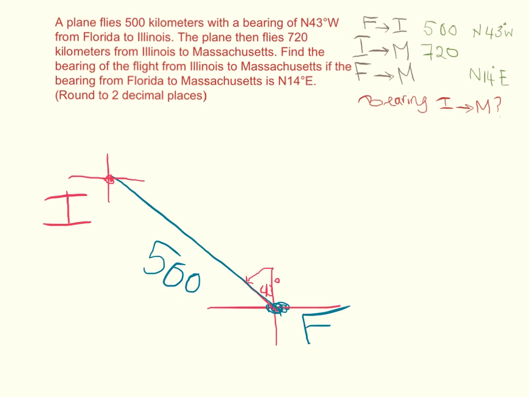Alright. Now, from Illinois to Massachusetts, that's 720. But see, they didn't give me a direction. It can be there, it can be here, it can be here. They didn't give me a direction, so I don't know where to put that. So I'm going to skip that one because I don't have a direction. So in bearings problems, directions are very important.